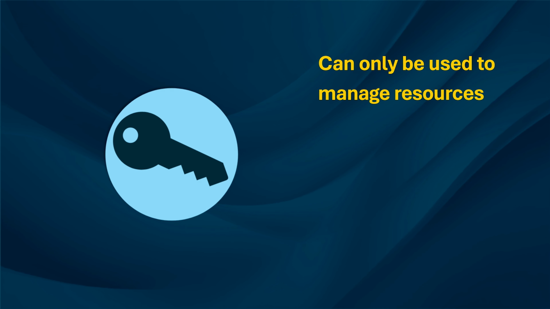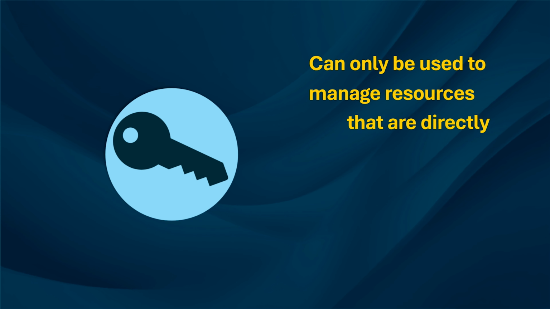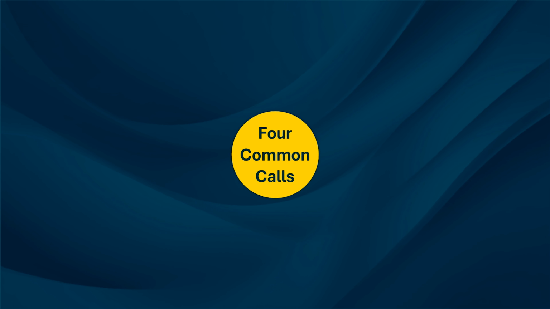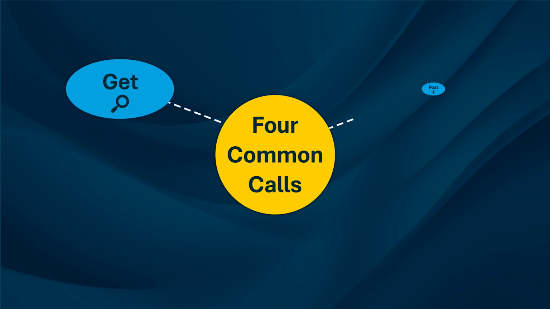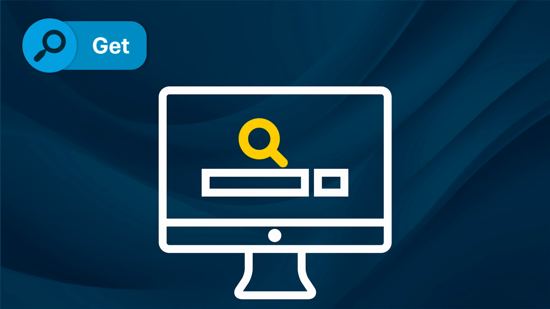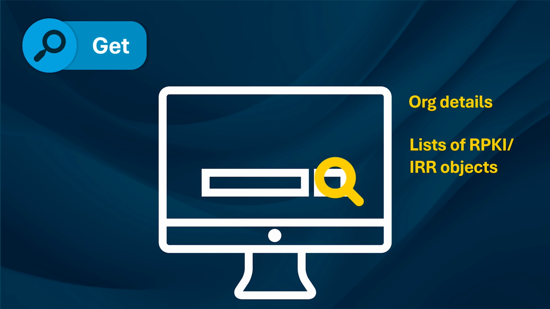An API key can only be used to manage resources that are directly allocated, reallocated, or reassigned to the org IDs associated with your ARIN Online account. The 4 calls you'll use most often are GET, POST, PUT, and DELETE. GET retrieves information about a record and can be used to retrieve such things as org details, lists of RPKI or IRR objects associated with an org, or point of contact details.